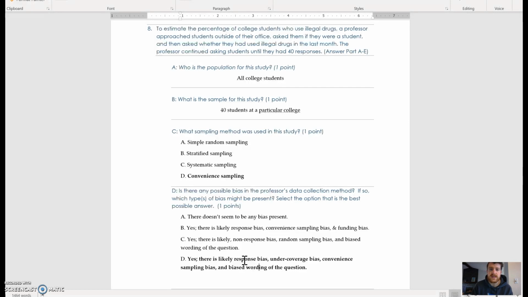Undercoverage bias is when not everyone in the population has a chance to be in the study. And that is definitely the case here, as you only had a chance to be in the study if you were in this professor's wing right by his office. So say this professor was a business professor and you're not in the business program. Well, you have a very low likelihood of being in the study.